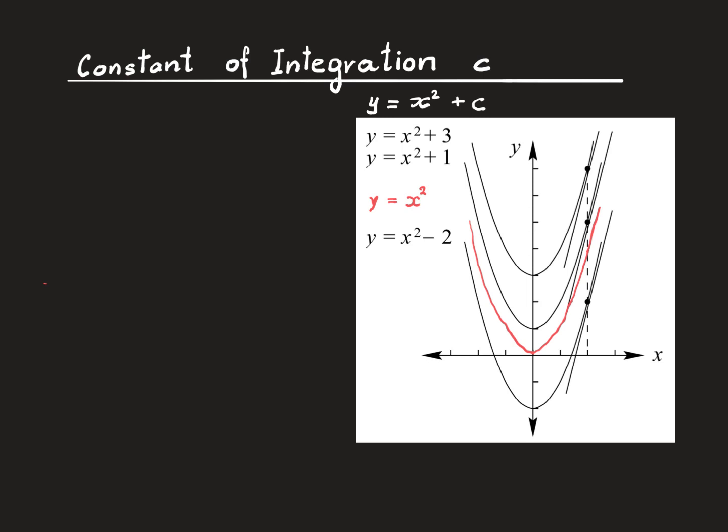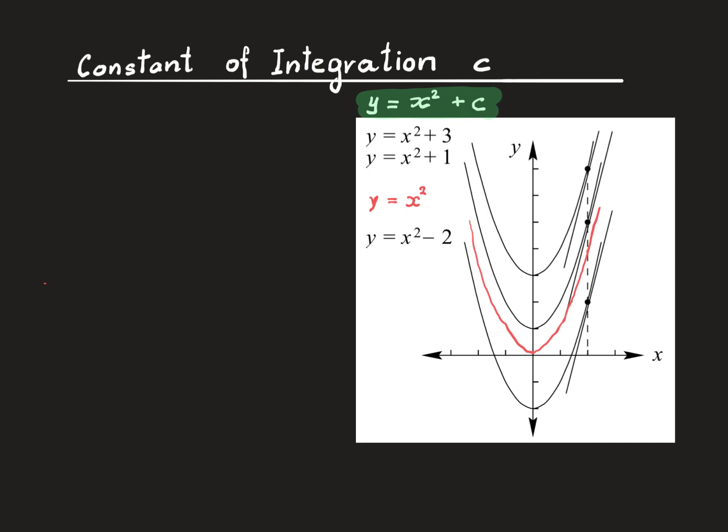I'd like to interpret the constant c in the process of integration. In simple words, integration is the reverse process of differentiation. I have a number of parabolas over here, each starting with x squared. All of them have a general expression of y is equal to x squared plus c.